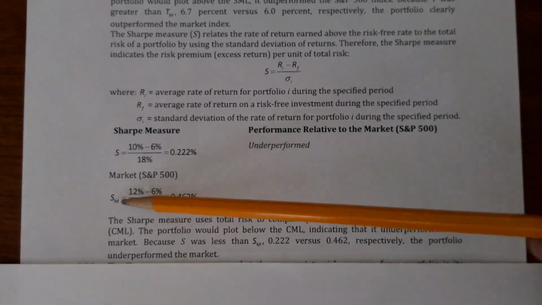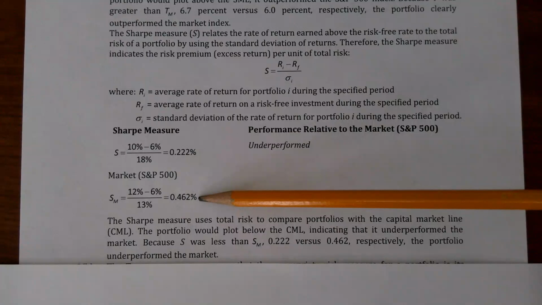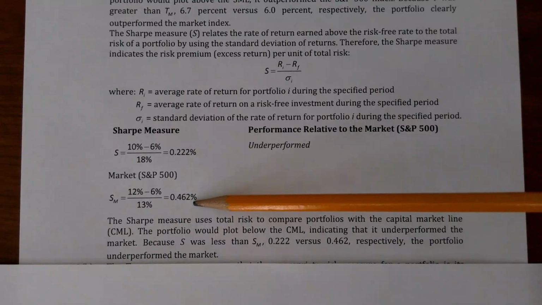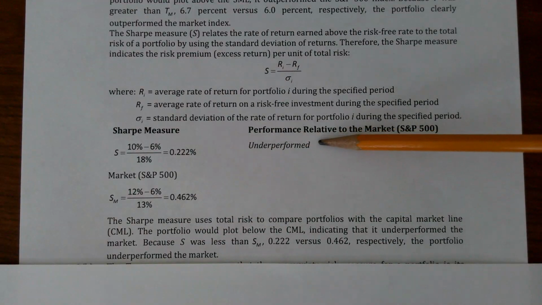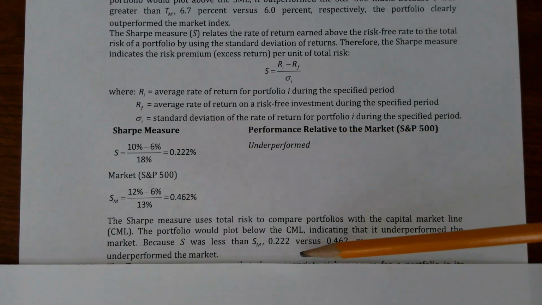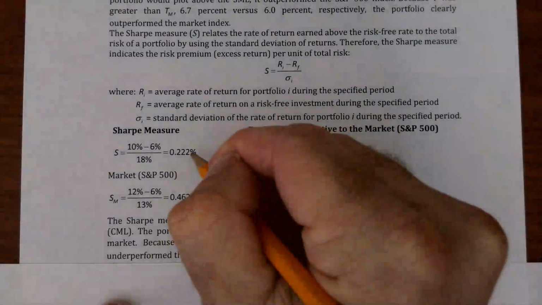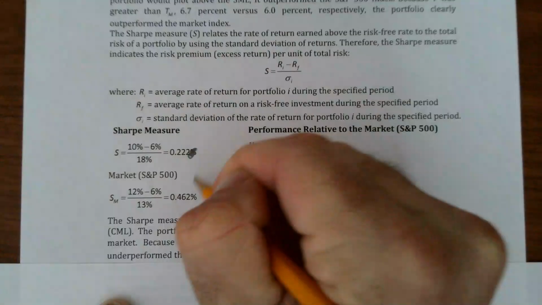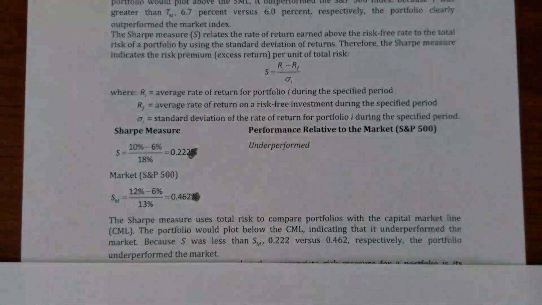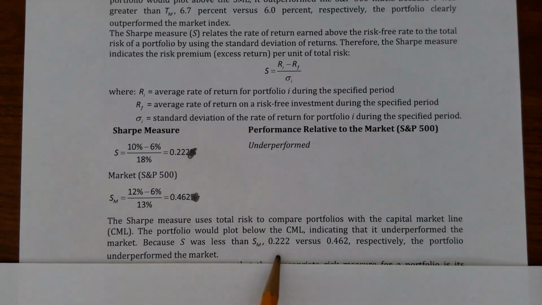The Sharpe ratio for the market portfolio plots directly on the CML. That number is below the CML number. So we say that fund manager X, if we use the Sharpe technique, underperformed the market on a risk-adjusted basis. And they're using these numbers here. By the way, you can get rid of that. That's not there, and that's not there. The units cancel, right? 0.222, 0.462.